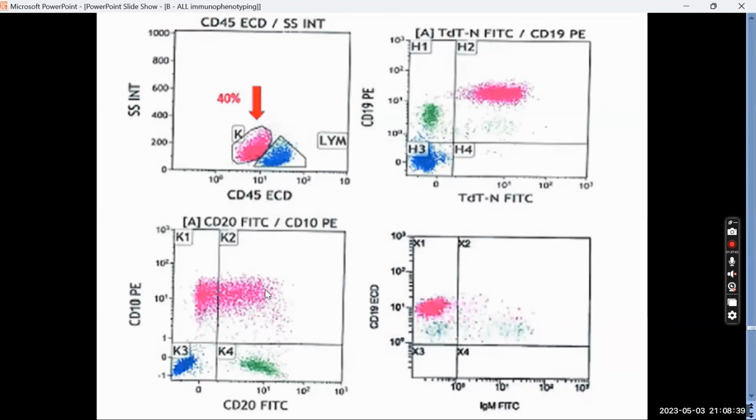CD10 is moderate. If it falls here, I would call it dim. If it falls here, I would call it bright. But there is no internal control. Still, if it were dim, it should fall here. No internal control, but still, it is most likely moderate.